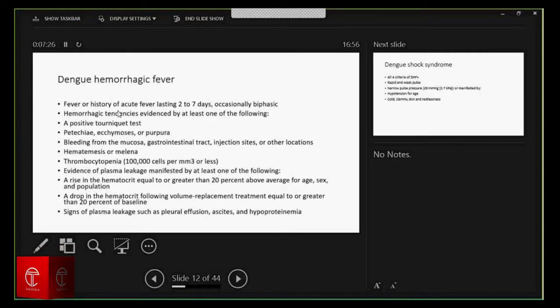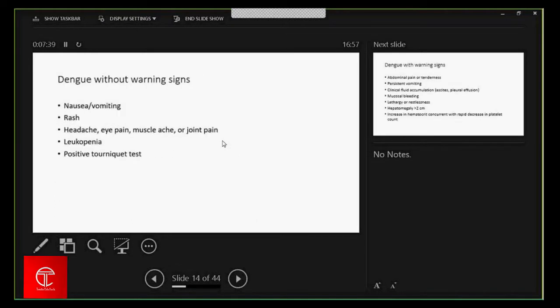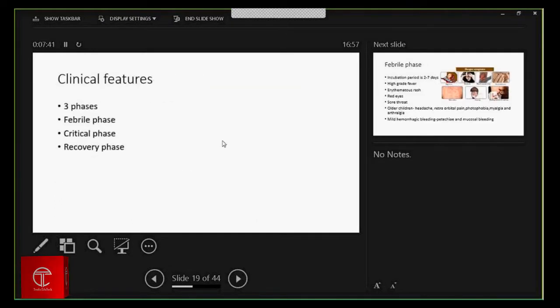So dengue hemorrhagic fever is usually biphasic. The fever lasts 2 to 7 days. The hemorrhagic tendencies can be seen by one of the following: a positive tourniquet test, which I will go through later on.